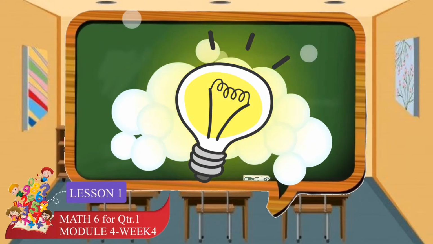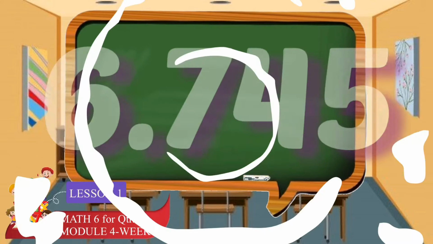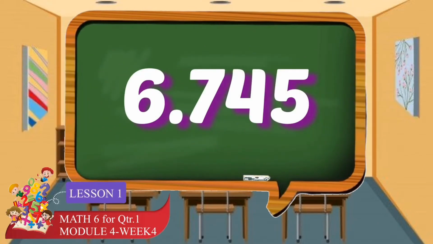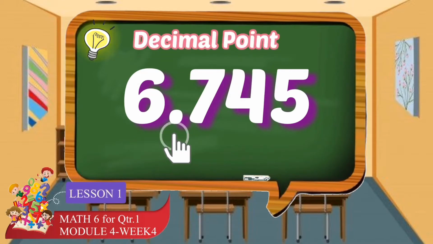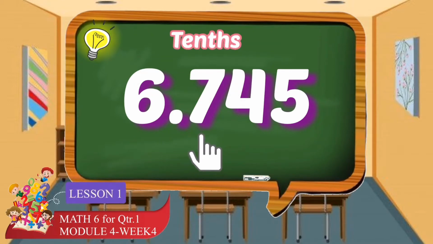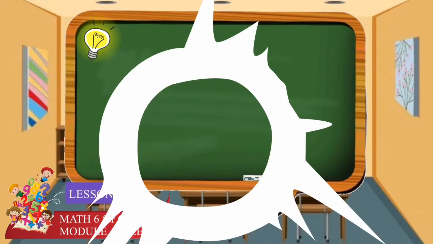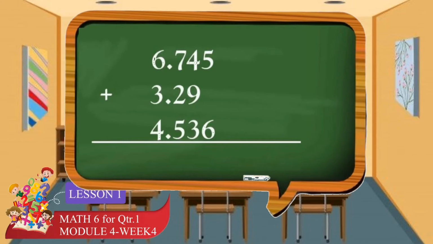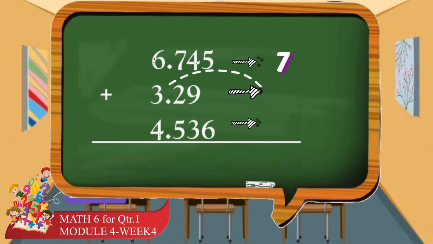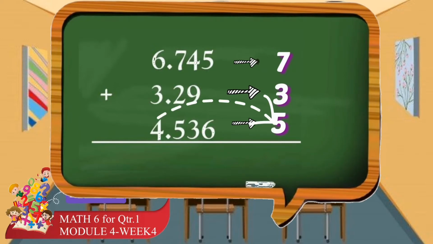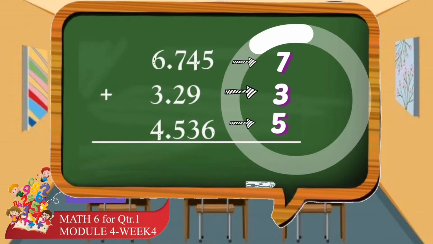First, let's have a short review. Try to look at the numbers. This is ones or the whole number, decimal point. After decimal point, we have tenths, hundredths, and thousandths. Remember, in estimating the sum and difference of decimal numbers, first, round off the decimal numbers to the nearest whole number. Then, add the rounded numbers.